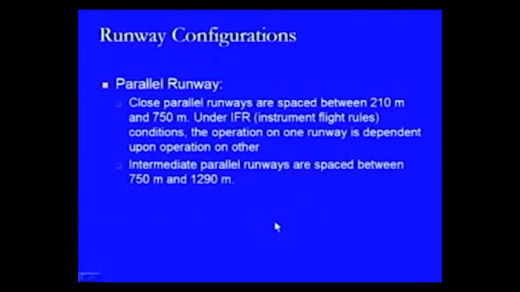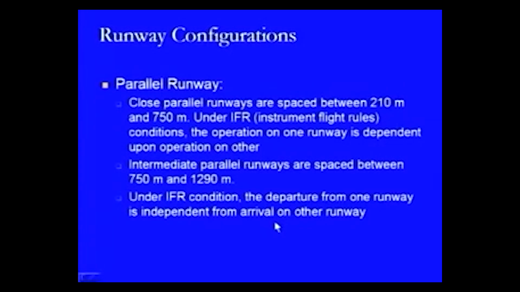In the case of intermediate parallel runways, generally these are spaced between 750 meters and 1290 meters, in the diagrams being shown in the form of feet. And under IFR conditions, the departure from one runway is independent from the arrival on the other runway. That is what it tries to define: the two runways provided in the intermediate condition are used for different specific types of operations. One is used for a departure, another may be used for, say, the landing, and in such cases they are independent of each other.